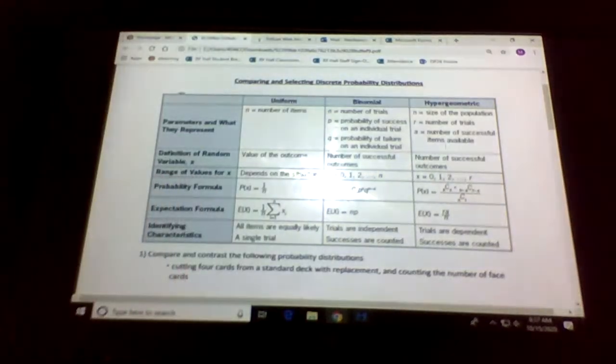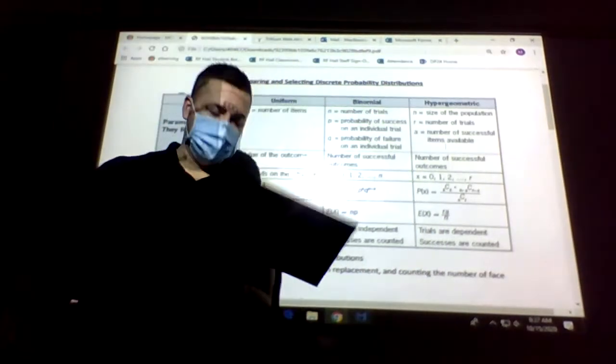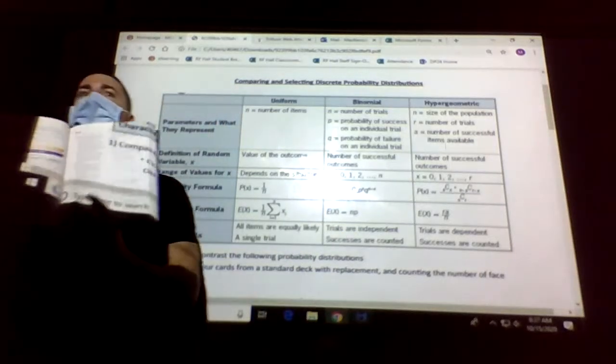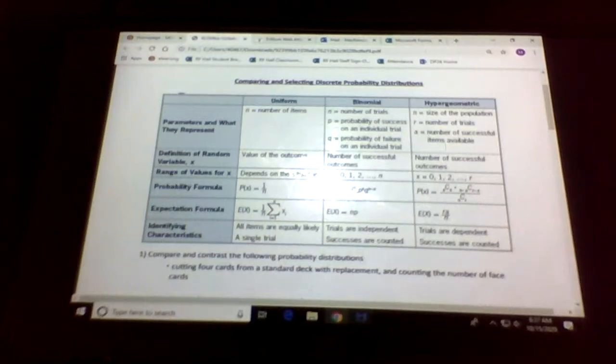Okay, 4.5. This is the last section. You don't have to copy down this chart again. It is taken right from the textbook. I just copied and pasted from page 184. It pretty much outlines how to identify each of the different distributions. We went through three different ones: uniform, binomial, and hypergeometric.